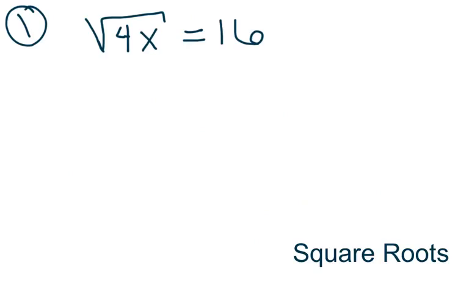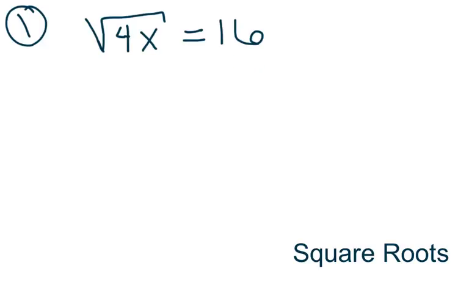Our first example, and notice I kind of labeled it, this is a square root function, and we're going to do some cube roots as well. So this is a square root function. Remember, it looks like a division sign with a tail. There's no number up here in the corner. The way you say this is the square root of 4x equals 16. Square root of 4x equals 16.